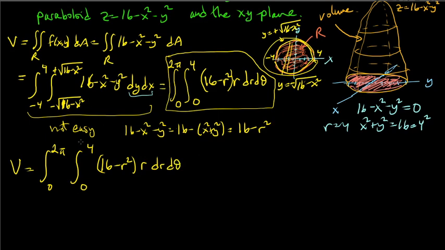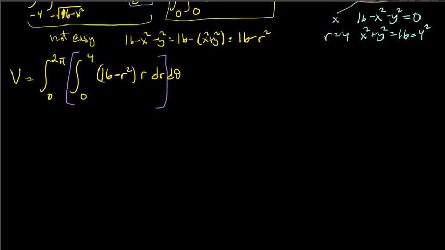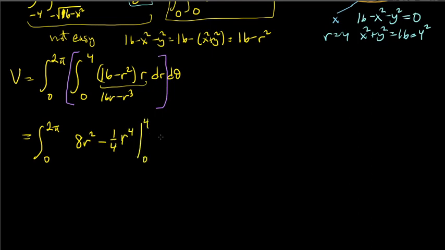The usual way to do an iterated integral is just to do one and then the other. So first, let's integrate with respect to r. That's on the inside here. So that inside integral is just going to be 16r minus r cubed. The integral of 16r is 8r squared. The integral of r cubed is 1/4 r to the 4th, evaluated between 0 and 4.